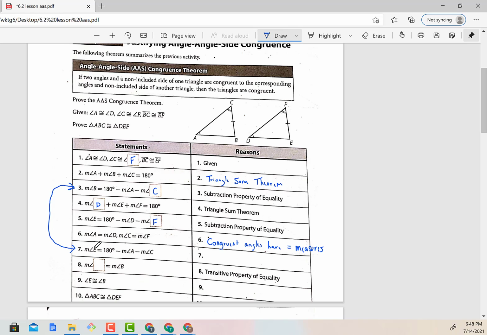Or in other words, and that can be done because of what we stated in step 6. Measure of angle A is equal to the measure of angle D. The measure of angle C is equal to the measure of angle F. So that's the substitution property.